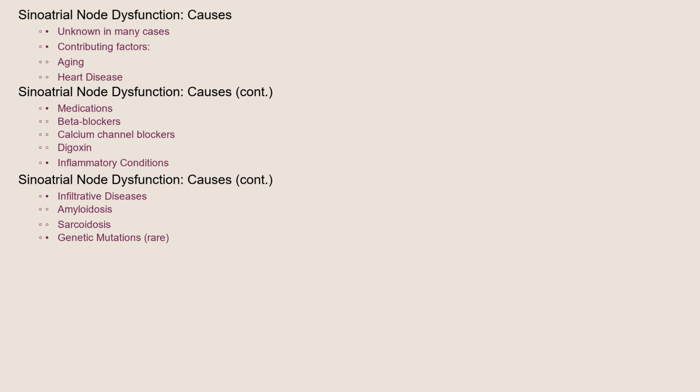Certain medications, including beta blockers, calcium channel blockers, and digoxin, can suppress the sinoatrial node's activity. Furthermore, inflammatory conditions like rheumatic fever and infections, as well as infiltrative diseases like amyloidosis and sarcoidosis, can impact the node. Finally, in rare instances, genetic mutations may play a role.